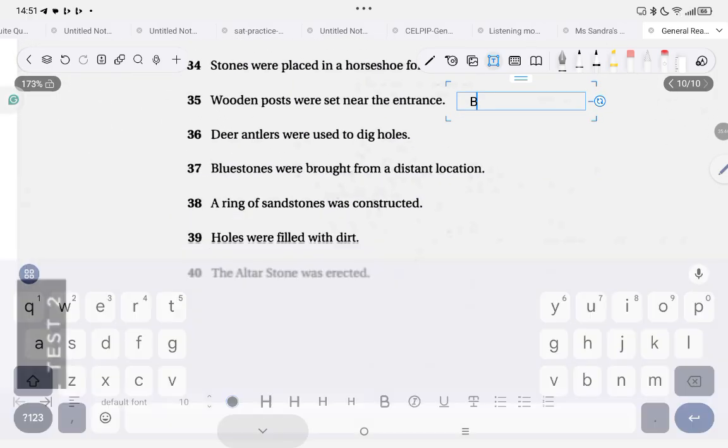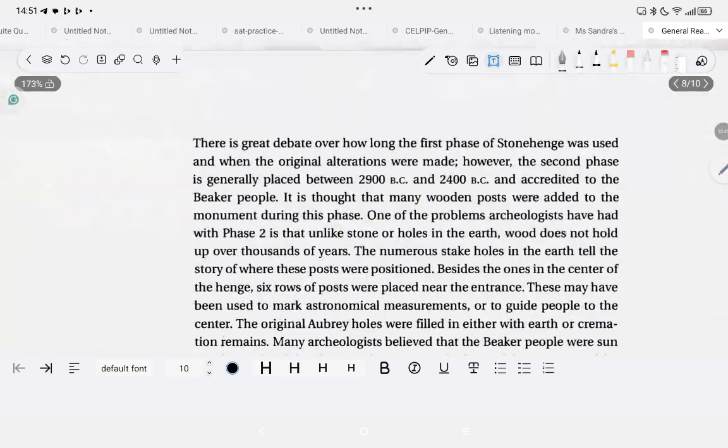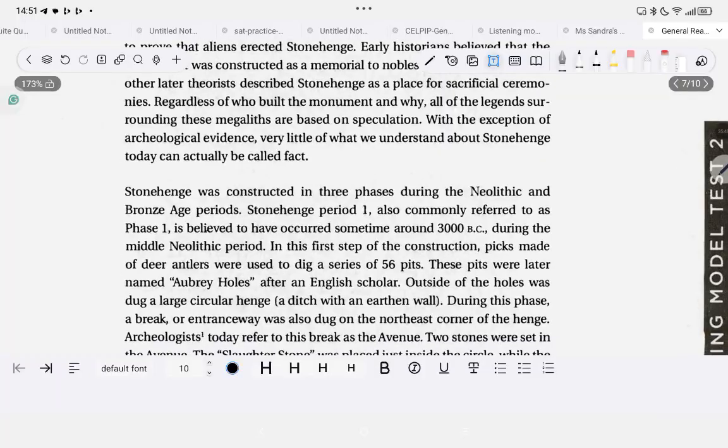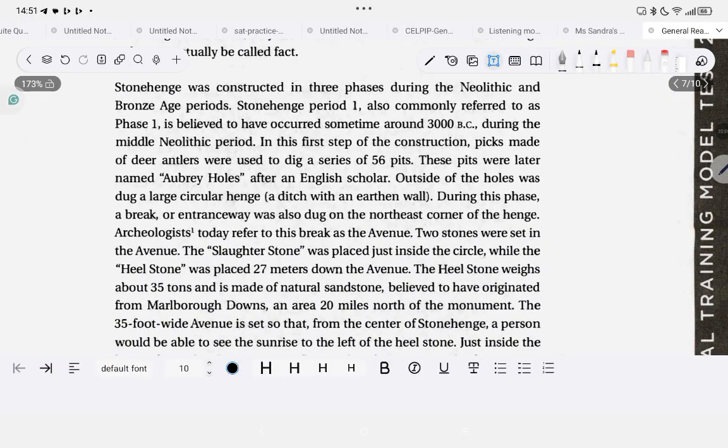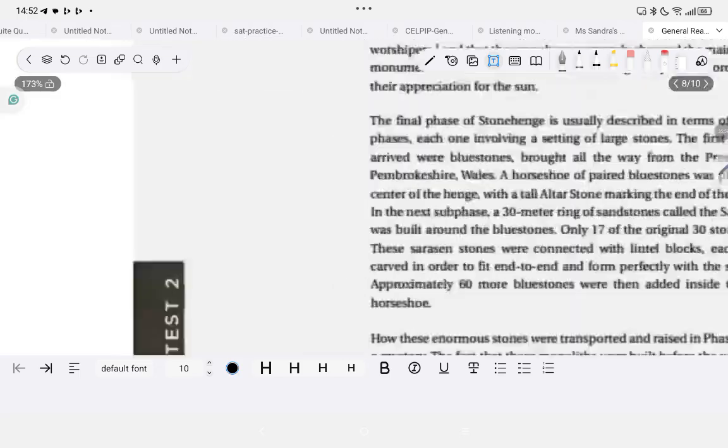Next one, deer antlers were used to dig holes. That should be phase one. We saw it earlier. It says here, in the first step of the construction, picks made of deer antlers were used to dig a series of 56 pits. What are pits? Holes. So that's phase one. That's A.